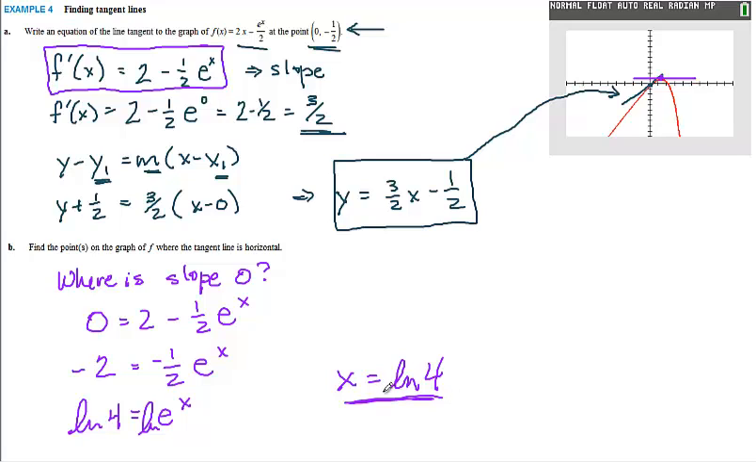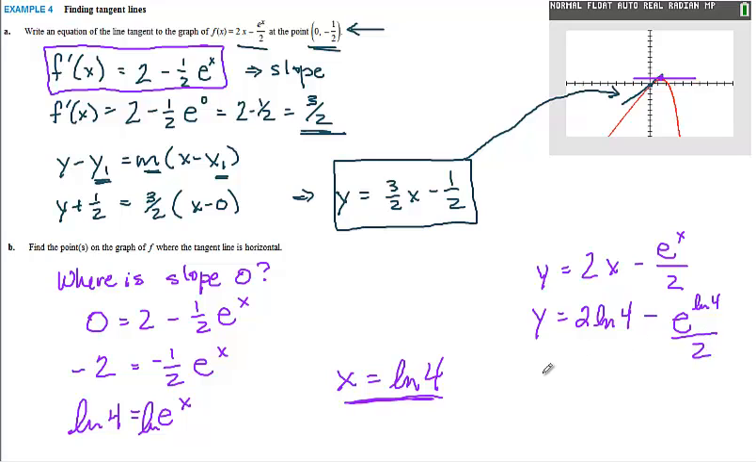Oh, they want the point, so there's the x value, so I actually have to give you the y value as well. So this is going to be the y value of the original function, because that's what I'm looking for. So y in this case is 2 times x minus e to the x over 2. So the y would be equal to 2 times the natural log of 4 minus e to the natural log of 4 over 2. Y equals 2 natural log of 4 minus, that would end up being a 4 over a 2, which is just a 2.